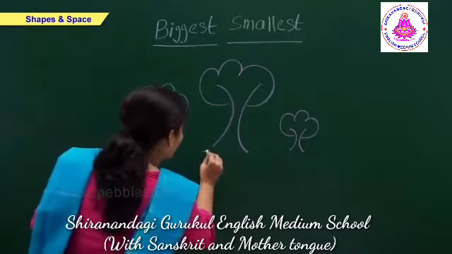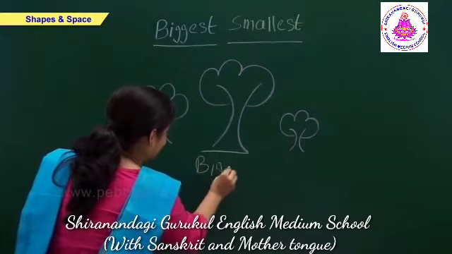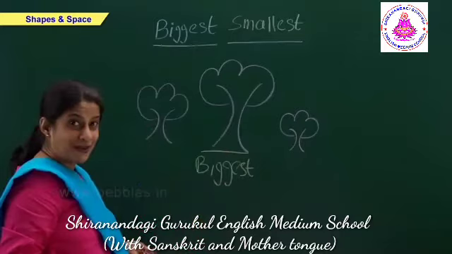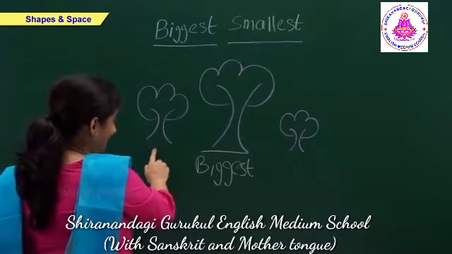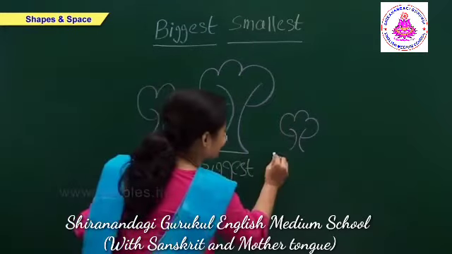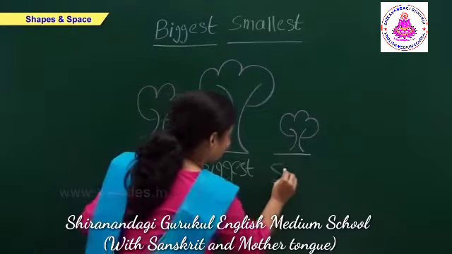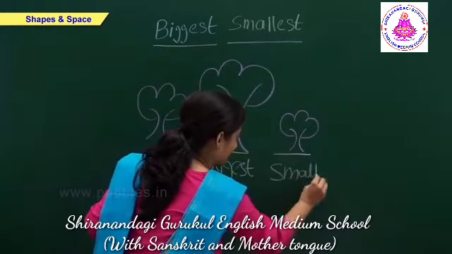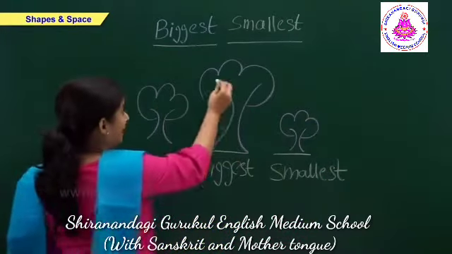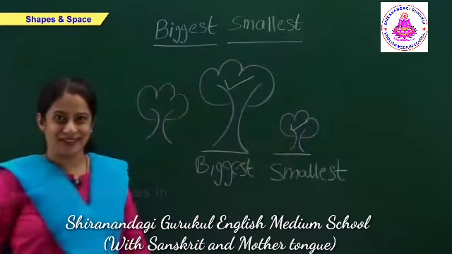So let's underline biggest. And which is the smallest? Is this the smallest or this? Right, this is the smallest tree. This is our biggest tree and this is the smallest tree.